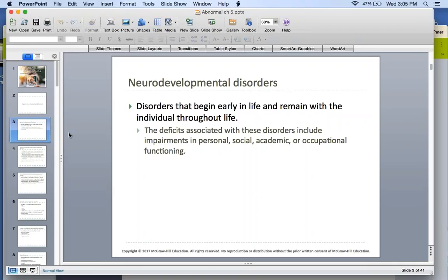We see these types of children or adults in therapeutic settings because we can use techniques to help the person live in society and make their lives a little bit easier. Okay, we want to help the parents, we want to help the children, and then as they become adults, but we don't actually make the disorder go away. All right. So the deficits within neurodevelopmental disorders are going to impair personal, social, academic, or occupational functioning.